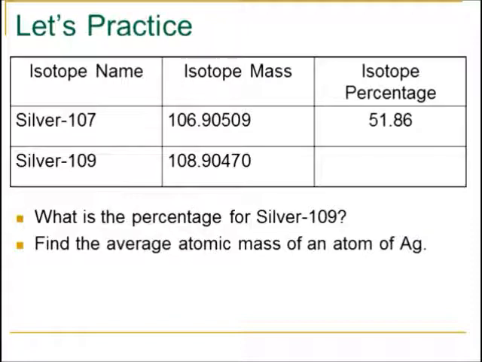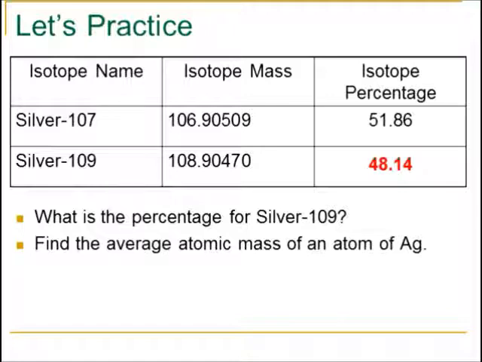So let's practice. And we're going to use silver. And so we have silver 107 and silver 109. And we have an isotope mass for silver 107 of 106.90509. For silver 109, 108.90470. And so we know that the isotope percentage for silver 107 is 51.86%, which would leave us with 48.14% for silver 109. And that's our first question. What was the percentage for silver 109?